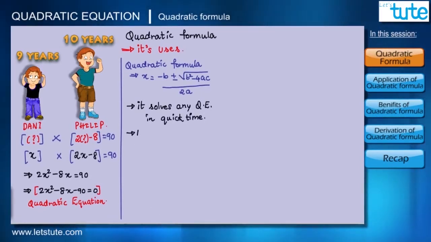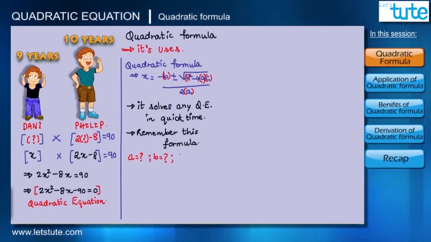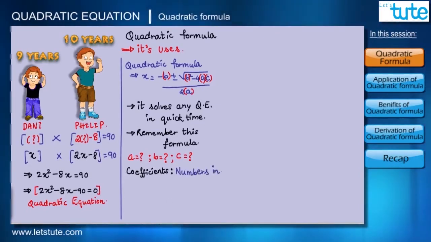However, it just looks complicated. But we have to remember this formula for quick answers. Let's explore the formula a bit. What do the letters a, b and c stand for? These letters are just the coefficients. That means the number in front of the unknowns in our equation.